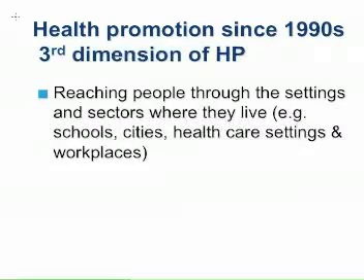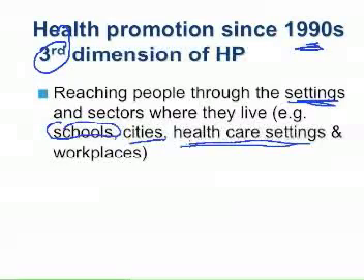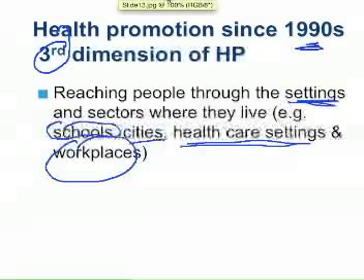So we've got this little historical account of health promotion, and we've talked about the transition from the 1970s to the 1980s. What happened in the 1990s was that a further dimension of health promotion was added, the third dimension, and it was focusing on settings. Because we realized that people and communities live in places. Examples of settings might be schools, cities. We might have healthcare settings, such as a hospital or community clinic. And also, people spend a lot of time during their adult life in the workplace. So these are all examples of settings.